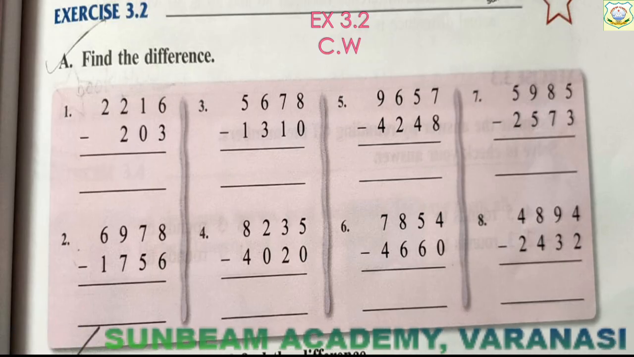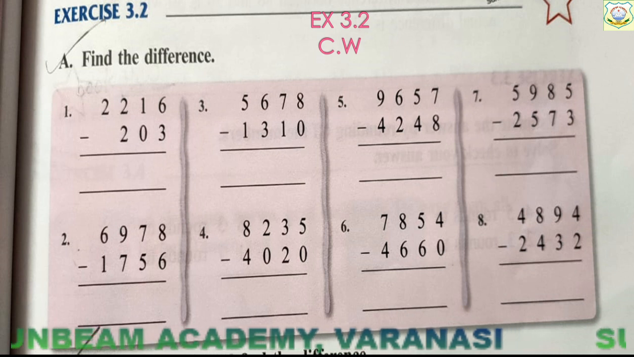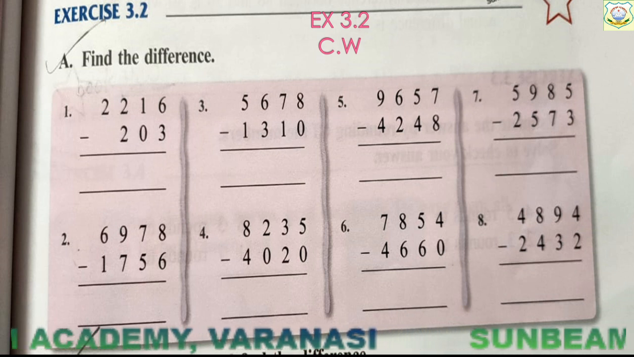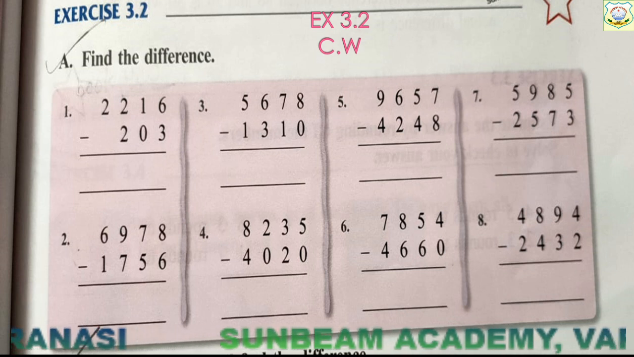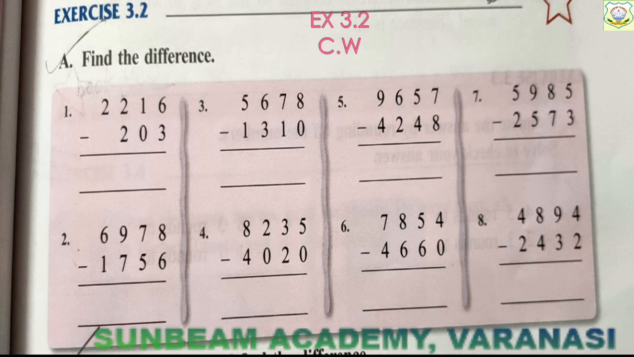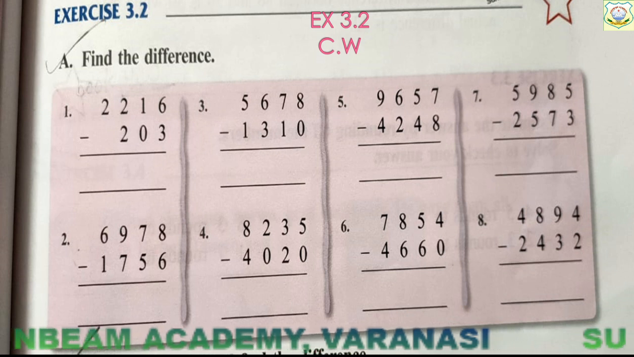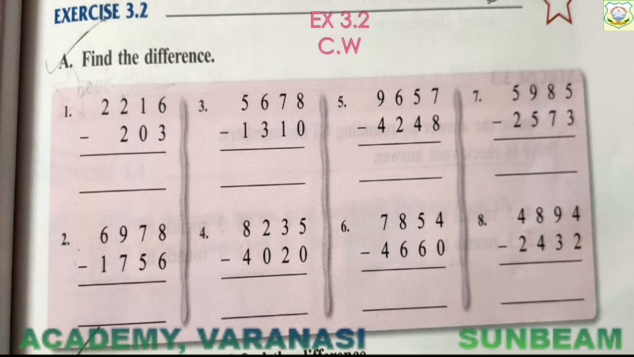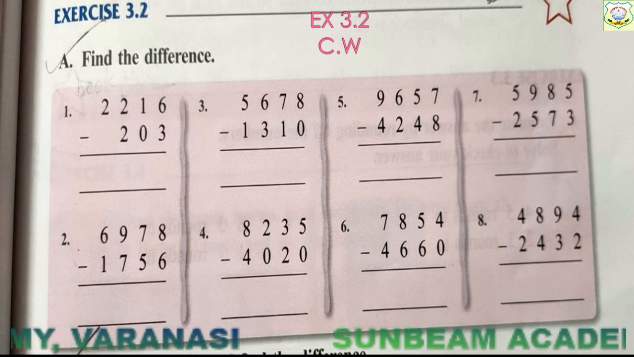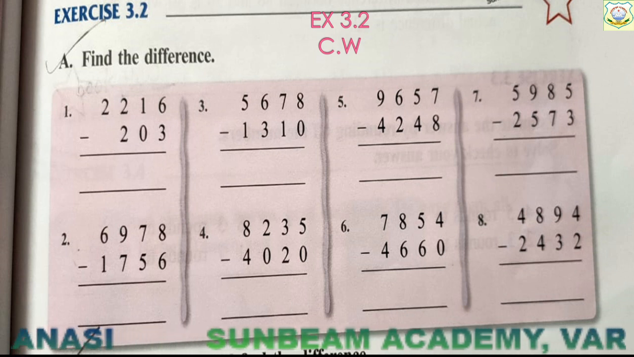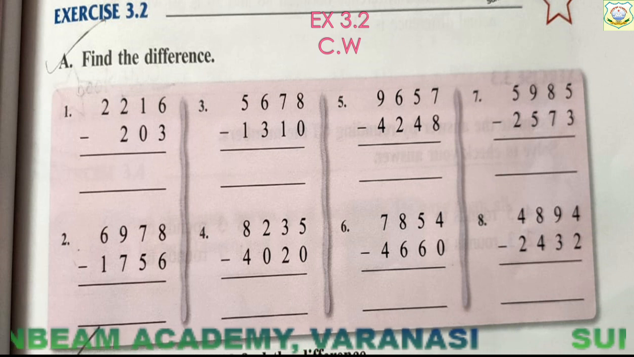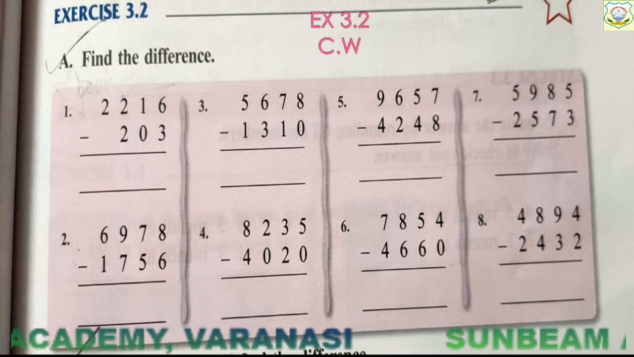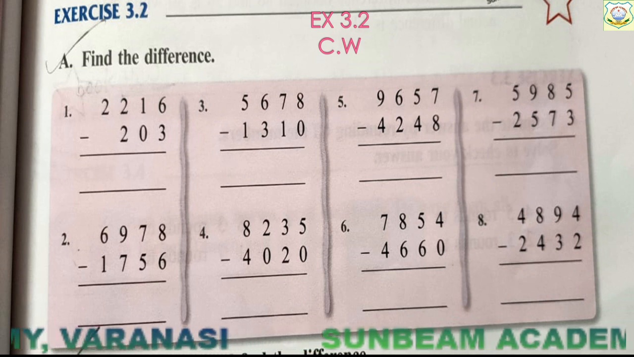Now all of you take out your books. Today we have to do the book work. So all of you take out your book, exercise 3.2, right? Now I'm telling you the page number. The page number is 49. All of you take out page number 49. Now let's do this question.